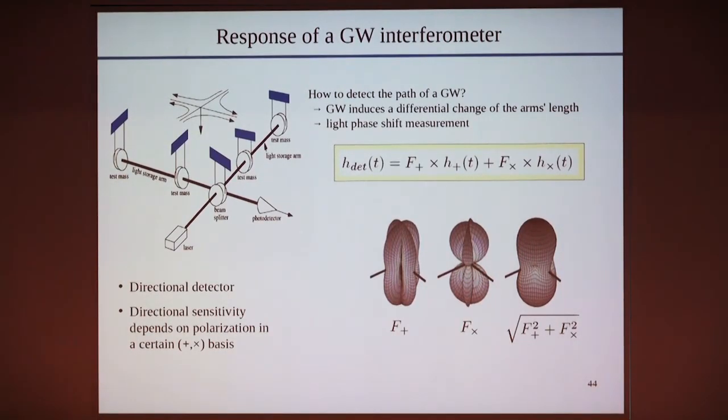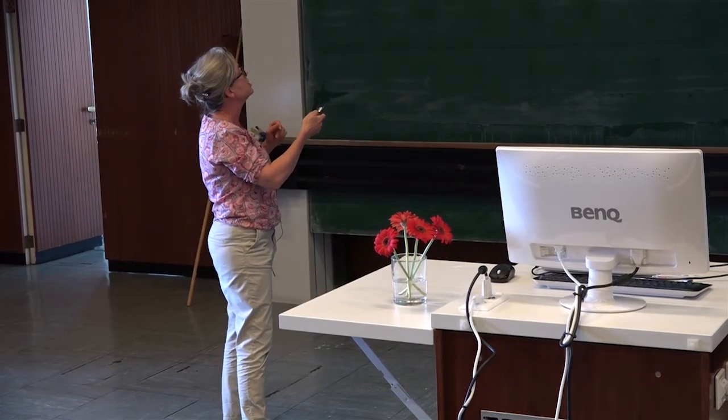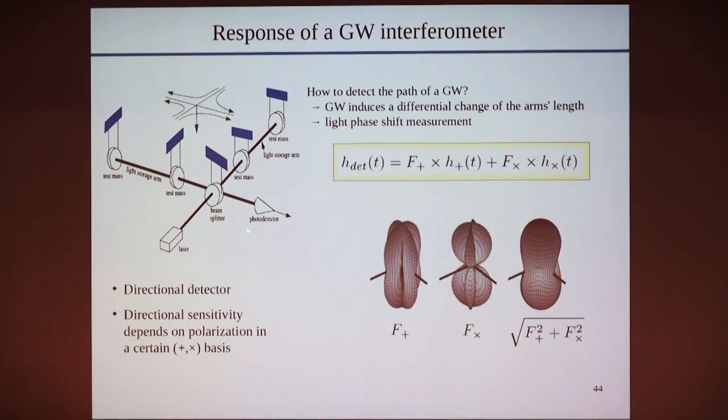So remember, we have a detector. We have several, actually, at least 2 or 3 detectors. What we measure in the detector, when a gravitational wave is passing through, is the perturbation of the local metric. How we do that is by measuring the light phase shift due to the change of the metric, with photons traveling in the 2 arms of the interferometer.